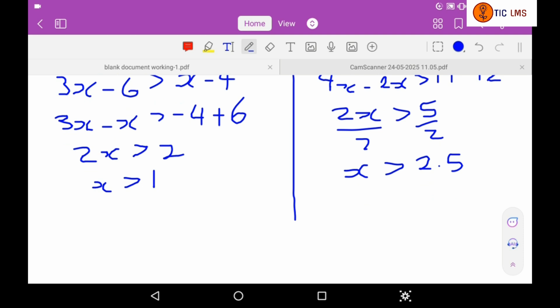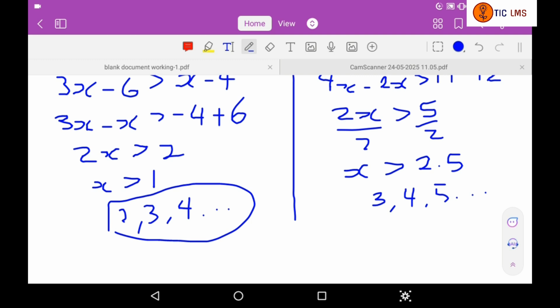So we want to find out the set notation, and if there's a link between the two. Now, if you say x is greater than 1, what are the values that are greater than 1? Of course, we have 2, 3, 4, and so on. On the right, we have x is greater than 2.5. What are the values that are greater than 2.5? If you are considering the integers, you start from 3, 4, 5, and so on. So you realize that the values on the left are a bit similar to the ones on the right, only that 2 is not inclusive.